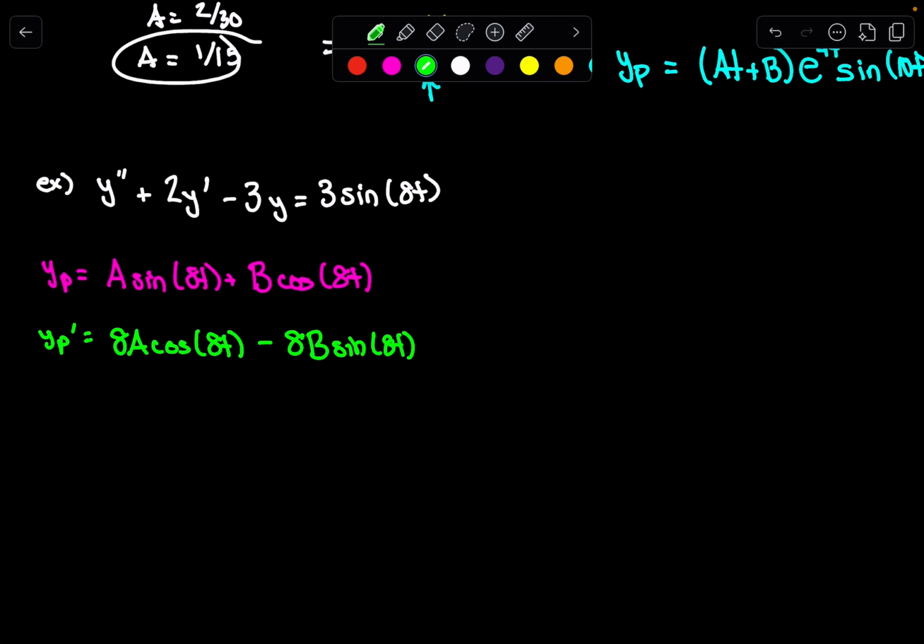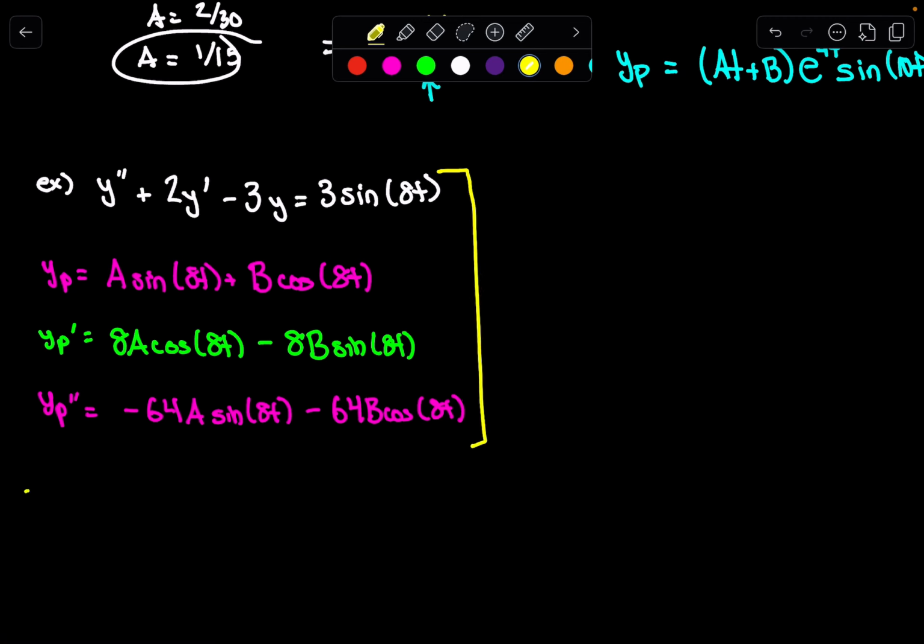And then for the second derivative, y double prime, we're going to get negative 64a sine of 8t minus 64b cosine of 8t. Okay, so when we put all of this stuff together and stitch things together, y double prime, I'm going to factor out that negative, forget it, we'll just leave it. So negative 64a sine of 8t minus 64b cosine of 8t, that's our y double prime.